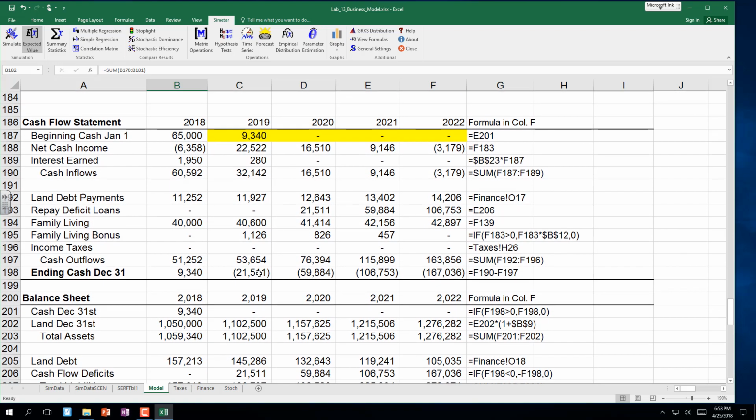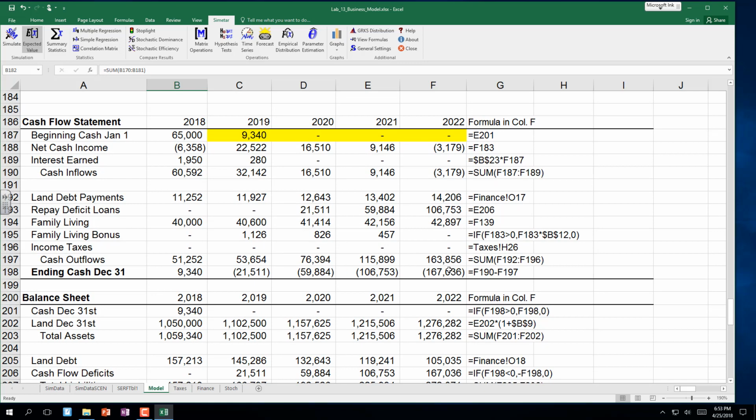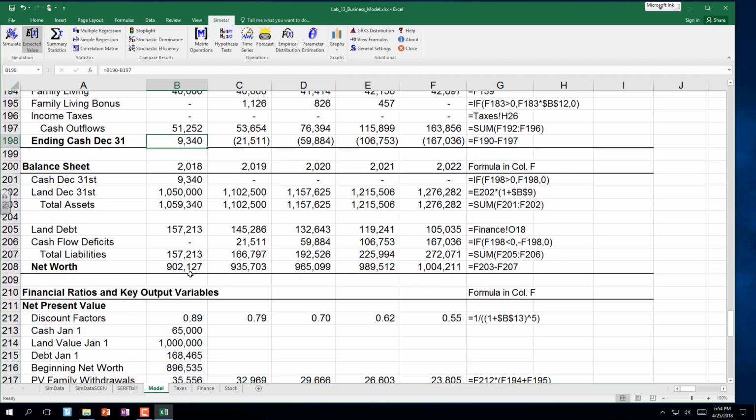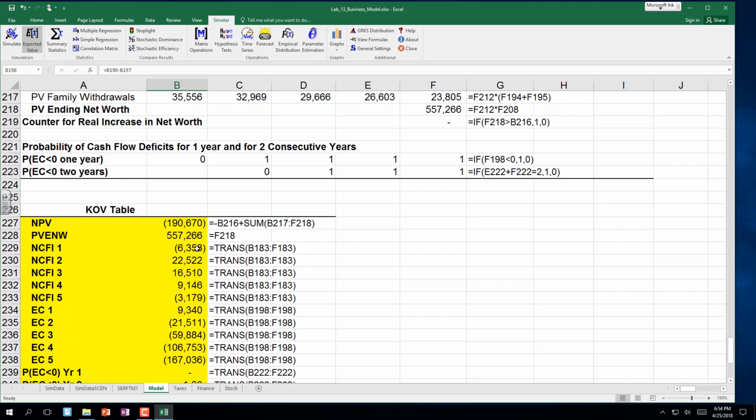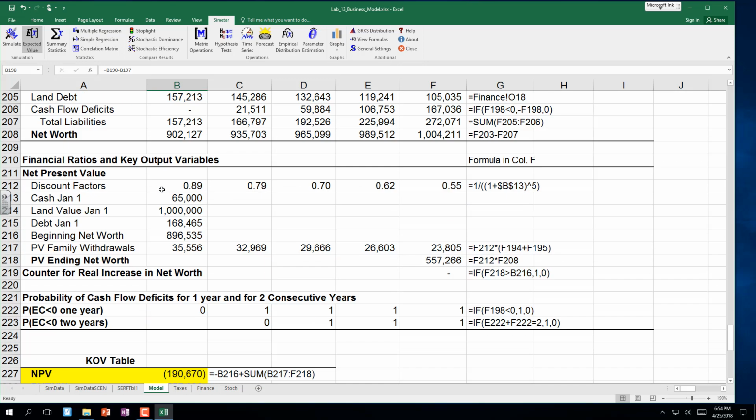Okay. Your ending cash for year 2022 is minus $167,000. Should have sold the farm right after the first year. Okay. Questions? Okay. Net present value, probabilities, there are all kinds of things you can calculate. Anything else? Okay.